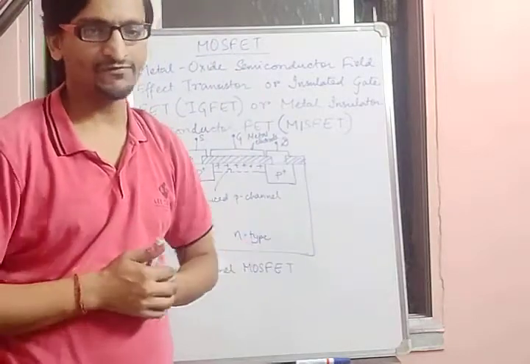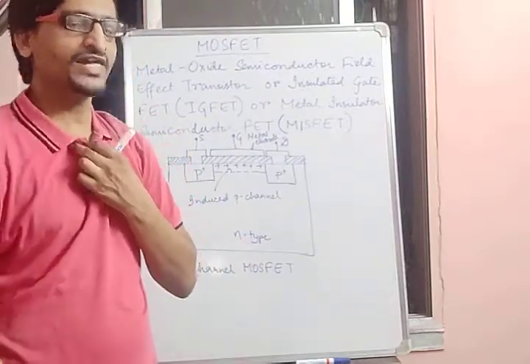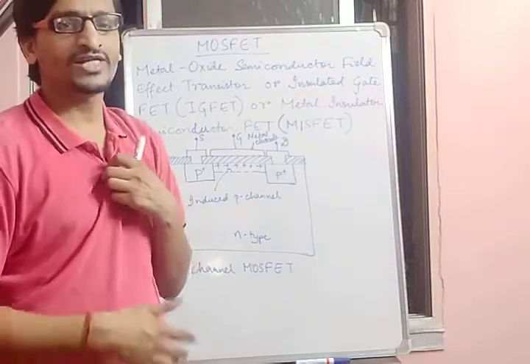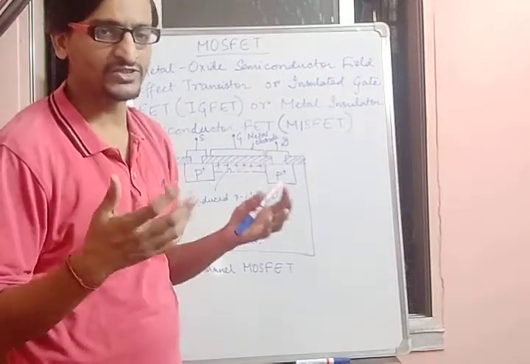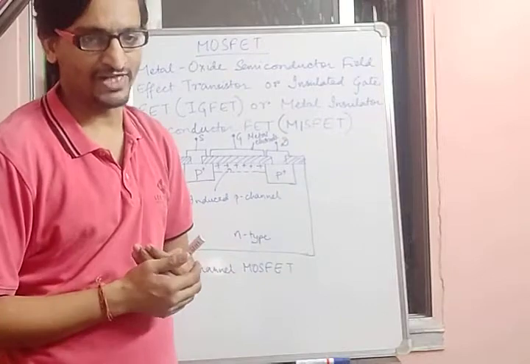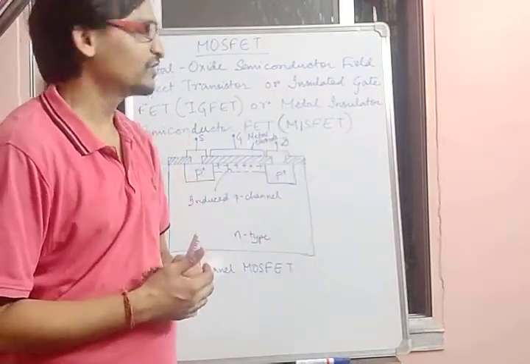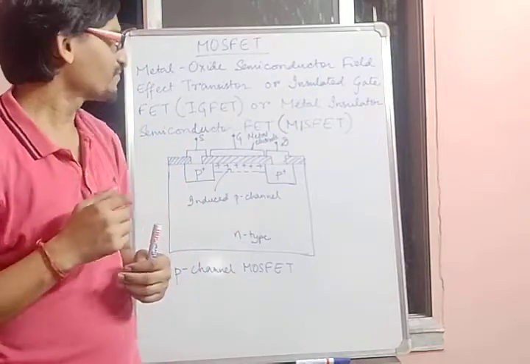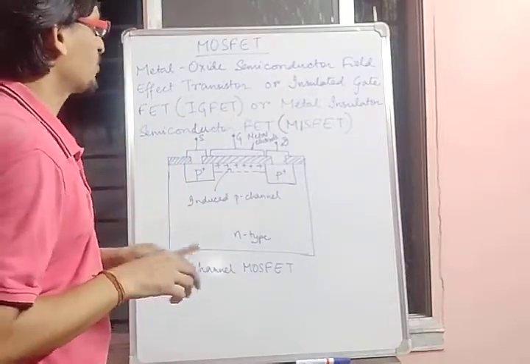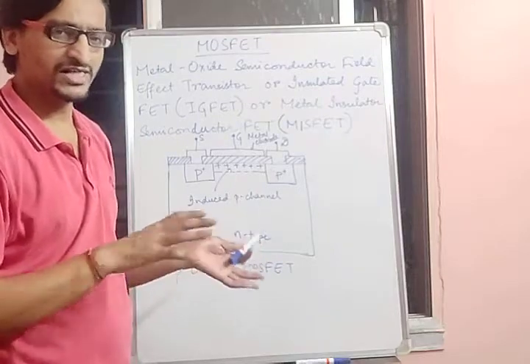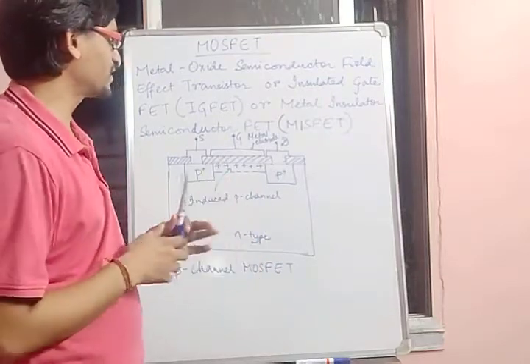It is also a type of field effect transistor. So that means in this case also your current conduction takes place due to some applied electrical field, which is applied in the form of some voltage. So that means it is basically a voltage control device. It's a voltage control device. So MOSFET, there are also many other names of this MOSFET as well.